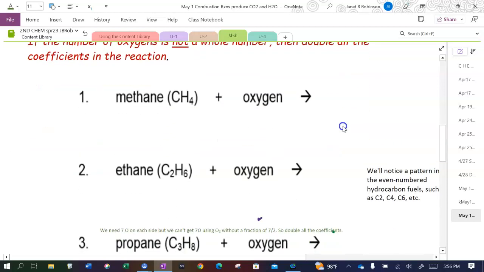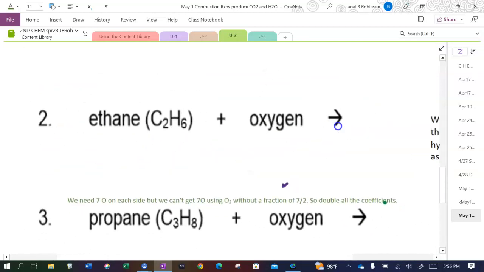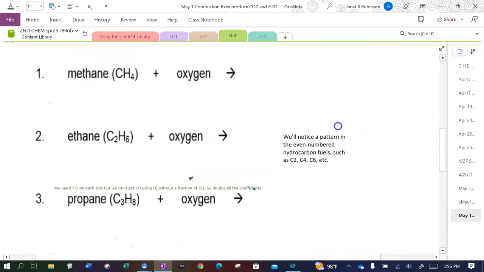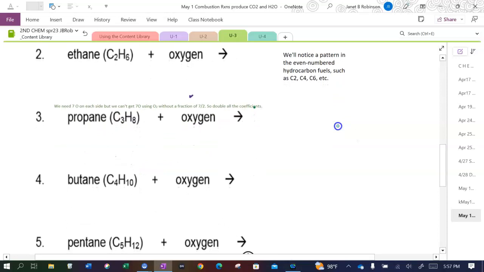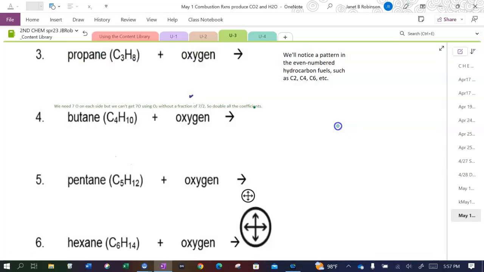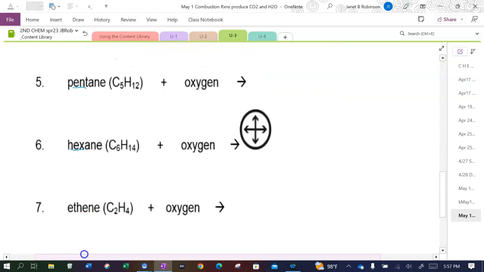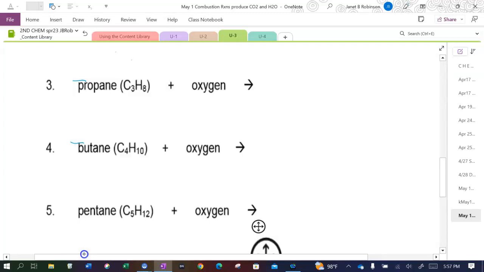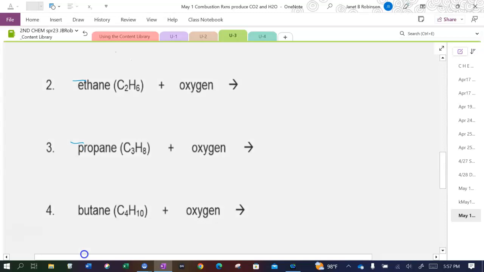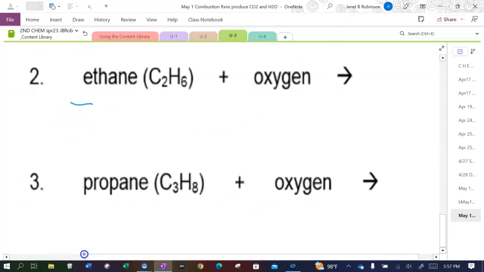So let's go down here and work on ethane. Now we asked, what kind of molecules are used as fuels? Well, notice C2H6, C3H8, C4H10, C5H12. So see how we have hex, pent. In this case, butane means 4. All right? Now, these are the kind of things that are hydrocarbon fuels. Let's go to ethane right here.